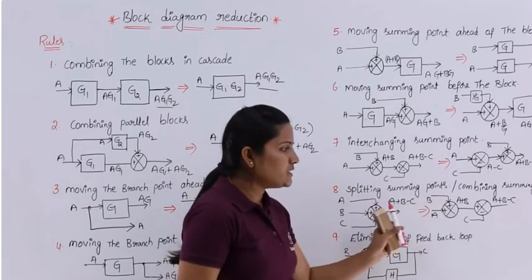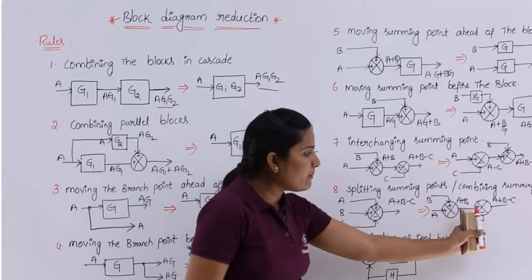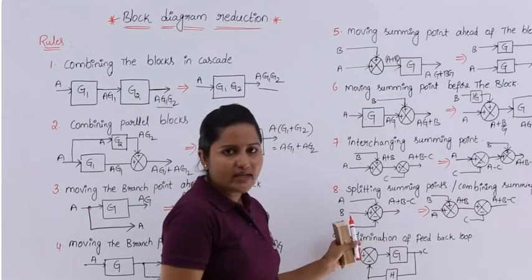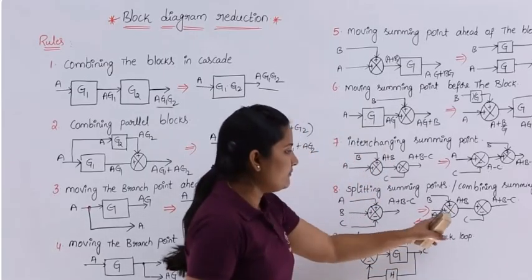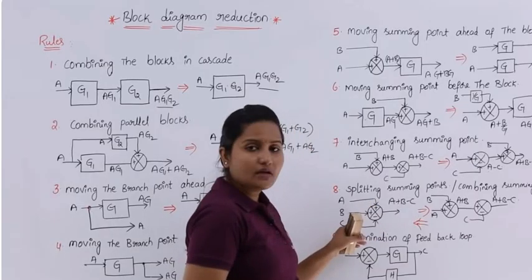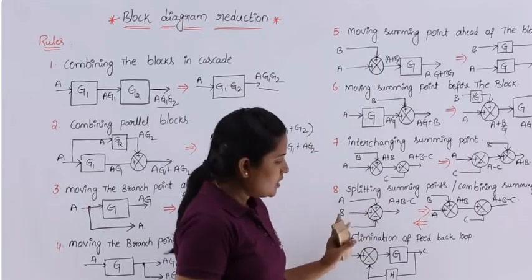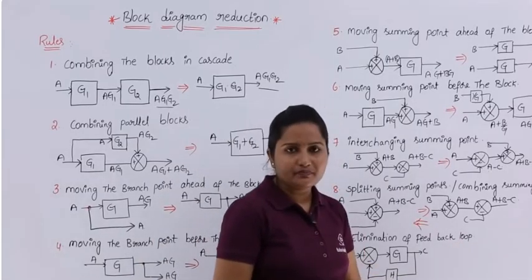Splitting summing points, you can split your summing points like this, or if you want to combine, you can combine like this, vice versa. So you can split and combine like this. If you have summing points like this, you can combine like this. So here, elimination of feedback loop.